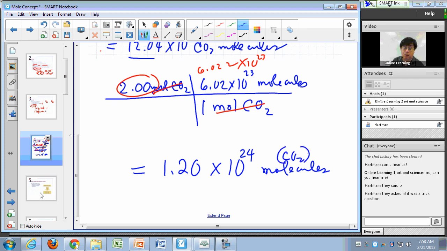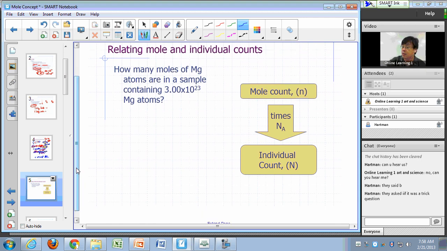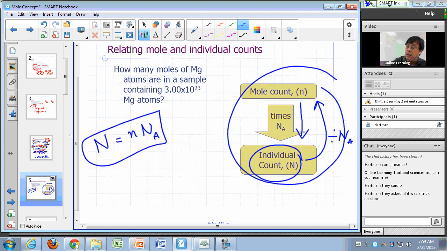So if you know the mole count, you can figure out the individual count by multiplying it by Avogadro's number. What if you know the actual count? How do you figure out the mole count? Then you just go the other way. You just divide by Avogadro's number instead. So our formula here is the mole count times Avogadro's number is equal to the actual count. So that's another way of expressing that diagram right there.